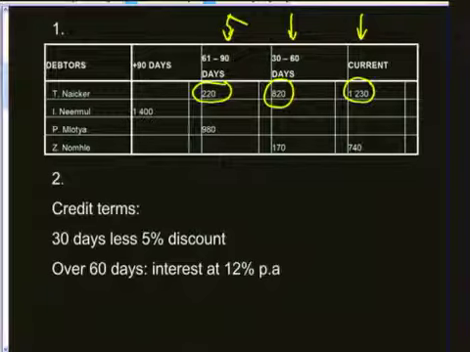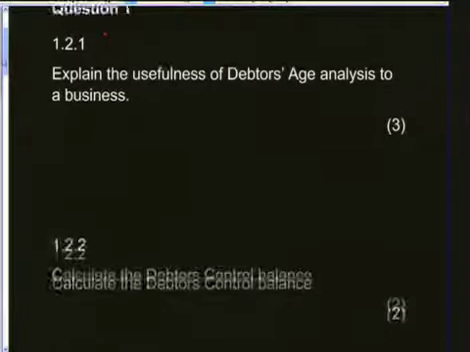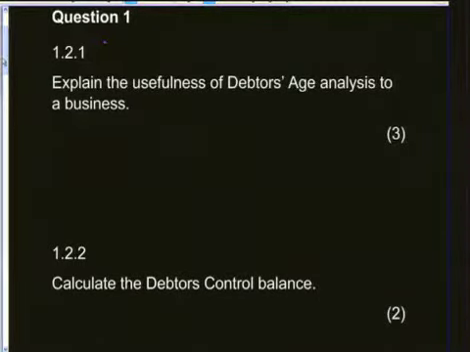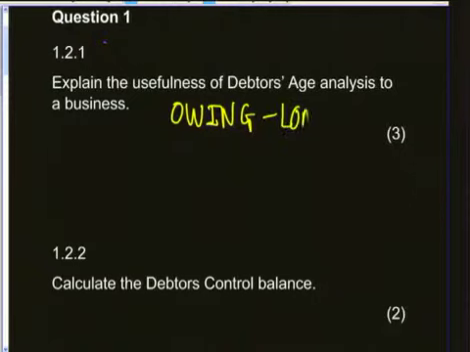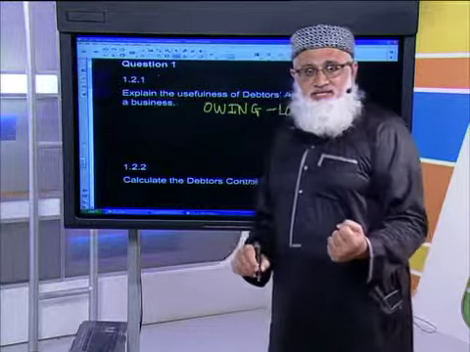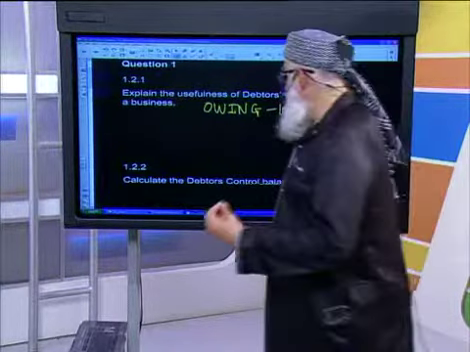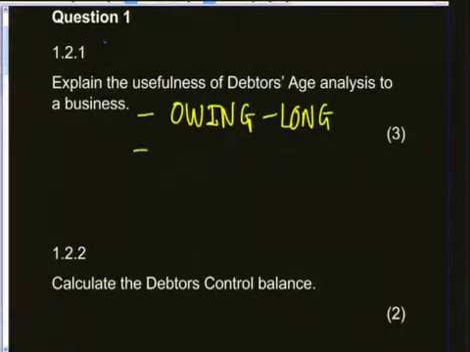Let's look at the first question. Aha, it looks like I preempted it. Explain the usefulness of a debtor's age analysis to a business. Definitely, what can we do? We can find out which debtors are owing us money, and not only owing, but also telling us for how long the debt is outstanding, right? So obviously there's usefulness in this debtor's age analysis. What does it tell us? It also indicates to us who we must send reminders to, right?